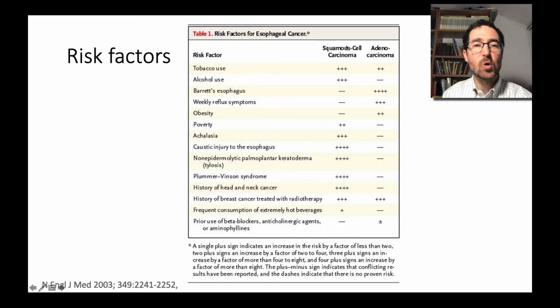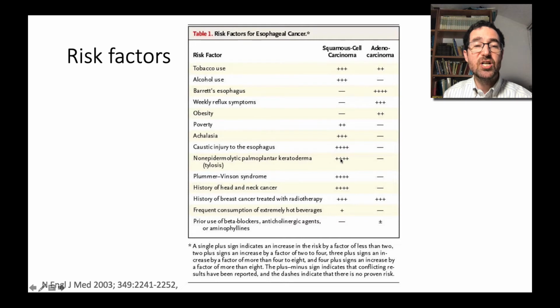So just looking at squamous cell carcinoma, we mentioned alcohol and tobacco. There's also achalasia, caustic injury to the esophagus. I've seen that a few times when patients, often psychiatric patients or suicidal patients, have drunk a caustic substance, and that causes an esophageal cancer years later.